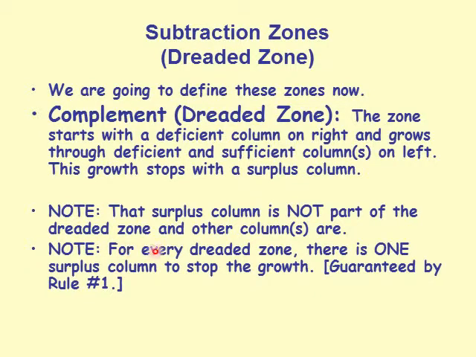Note, for every dreaded zone there is one surplus column to stop the growth, and this is guaranteed by rule number 1, which says always subtract a smaller number from a larger number.